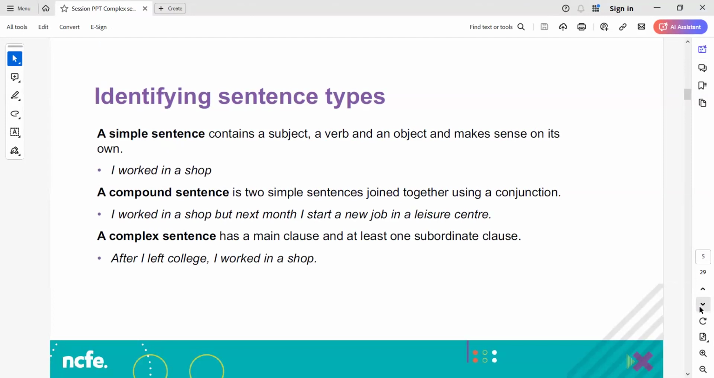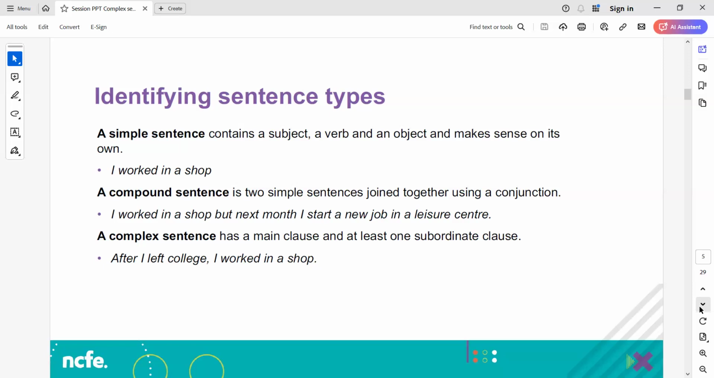A compound sentence is two simple sentences which have been joined together using a conjunction. So conjunction, words like but, and, so, things like that. I worked in a shop, but next month I start a new job in a leisure centre. So if we take out the but and replace it with a full stop, we could have two simple sentences. Using the but makes it into a compound sentence.